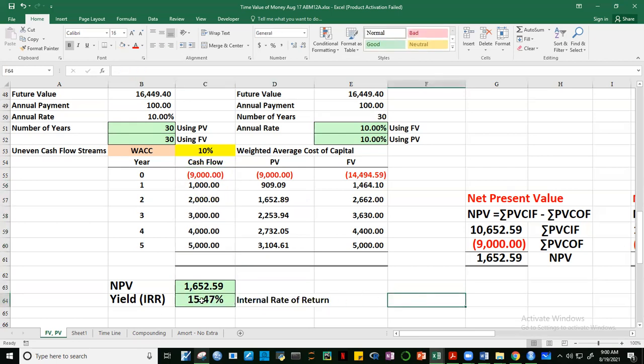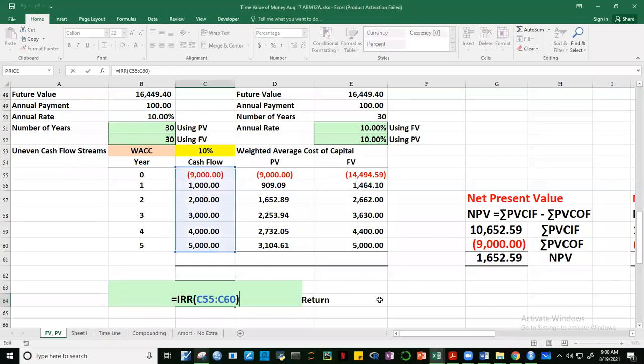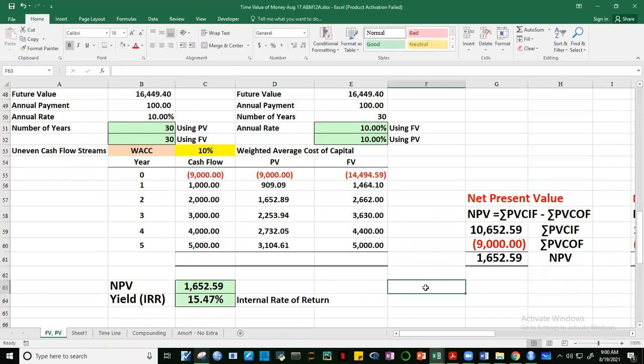Tanong, based on IRR, is the project acceptable or not? Okay, may question dito si Roy. Roy, are you referring to IRR? NPV. Okay, sige. Ulitin ko yung NPV, ha?